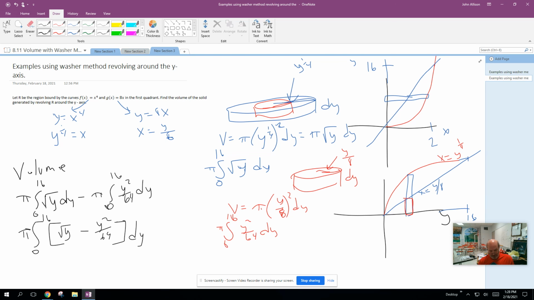If we type that in the calculator, I'm going to go to math, 9, and I'm going to do 0 to 16. I'm going to do the square root of x, sorry, because I'm putting it in the calculator. It's going to be x, and I'll multiply by pi when I finish with this, minus the integral, math, 9, 0 to 16. And this one's going to be y squared over 64, or x squared in the calculator, with respect to x. And when I finish, I've got to multiply it by pi.